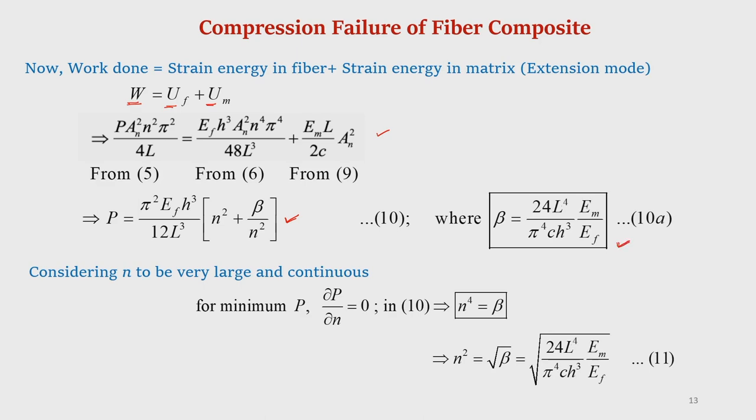Now, what is n here? n is equal to 1 means one half-wave, n is equal to 2 means it will buckle like this, and so n is equal to 3. So, the minimum value of P at which it will buckle can be found because it is a function of n, taking the first derivative with respect to n and putting it to 0, and we get this condition, the relationship between n and beta: n square is equal to under root beta.